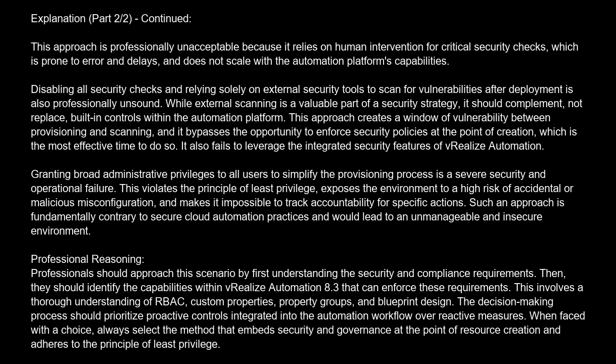Professional reasoning. Professionals should approach this scenario by first understanding the security and compliance requirements. Then, they should identify the capabilities within vRealize Automation 8.3 that can enforce these requirements. This involves a thorough understanding of RBAC, custom properties, property groups, and blueprint design. The decision-making process should prioritize proactive controls integrated into the automation workflow over reactive measures. When faced with a choice, always select the method that embeds security and governance at the point of resource creation and adheres to the principle of least privilege.